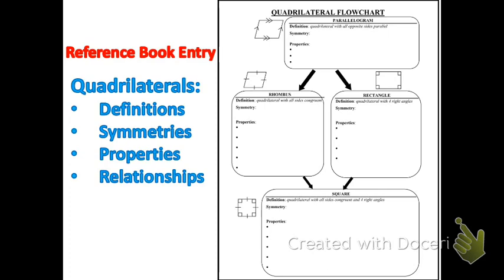To the bottom is the square. This means that all squares are rhombi, meaning that they have opposite sides congruent, or all sides congruent, and all squares have 4 right angles, meaning that all squares are rectangles. In addition, all squares are going to be parallelograms because all squares have opposite sides parallel.